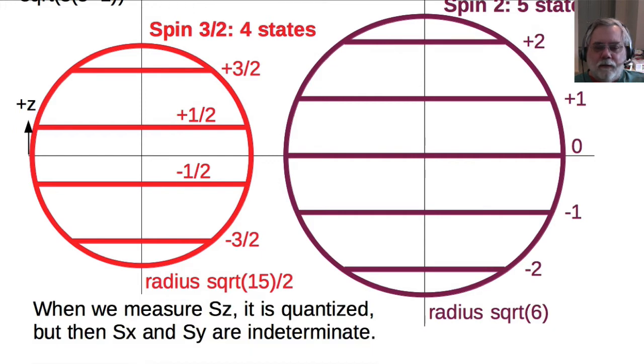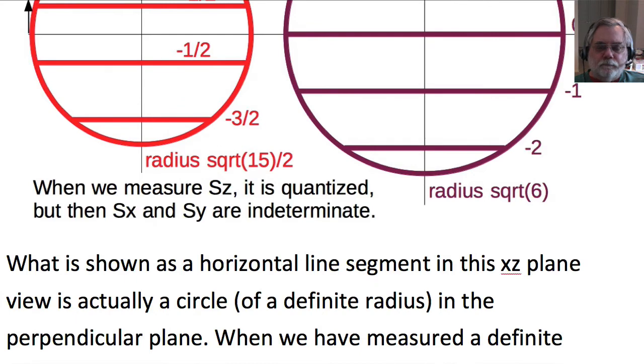Now when we measure SZ, it is quantized, but then SX and SY are indeterminate. So we shouldn't really say that the spin points in some direction. We should use more careful wording to say what direction we're measuring the spin component along.